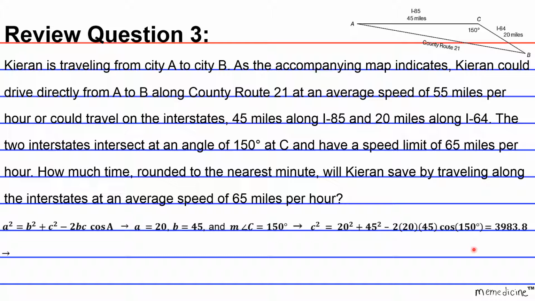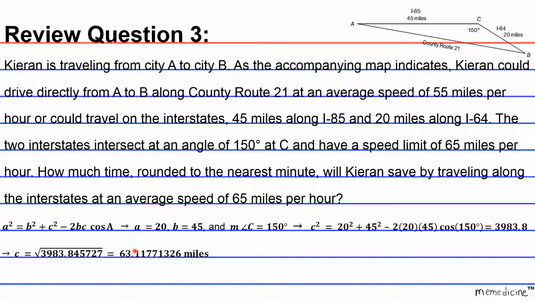So now in order to find out what side C is, you have to unravel it using the square root. So if you take the square root of C squared and take the square root of the right-hand side of the equation, which is the square root of 3,983.845727, you're going to get 63.11771326 miles. Okay? All right.